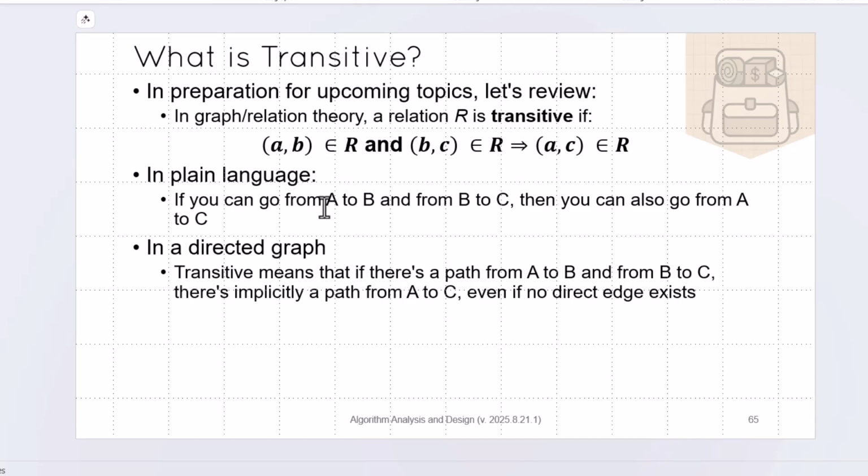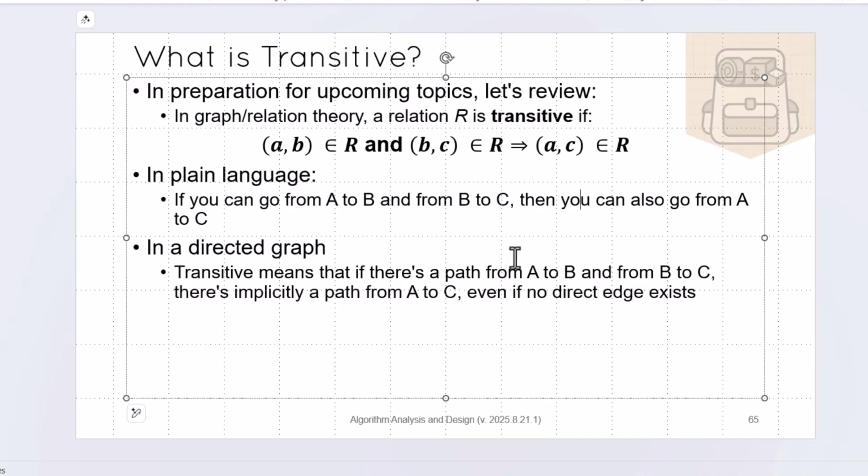So before going on, we want to know, what is transitive? Because we're going to use this term. So what do we mean by transitive? In preparation for the upcoming topics, let's review it. In graph theory and relation theory, a relation R, okay, that's something relating items. So in this case, two items, A and B. A relation R is transitive if you have A and B in the relation and B and C in the relation, then that means A and C also have to be in the relation, okay? In plain language, if you can go from A to B and from B to C, then you can go from A to C, okay?